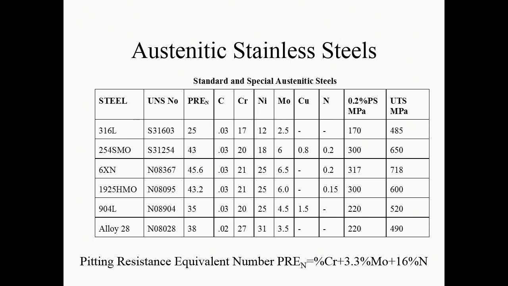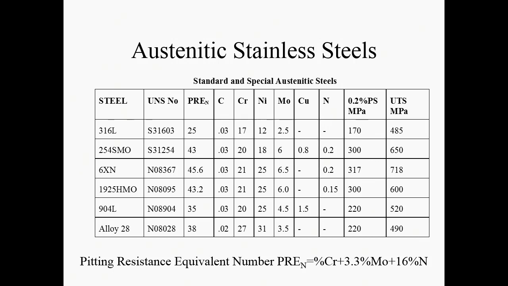But you can go to these higher grades here, and you see that they've started adding other elements and the strengths go up. The pitting resistance equivalent number is a way of taking those alloying elements together and seeing how resistant they are to these pitting reactions. And you can see chromium helps, the higher the number the better, molybdenum helps, and nitrogen additions help, which is why these ones here have got nitrogen additions.